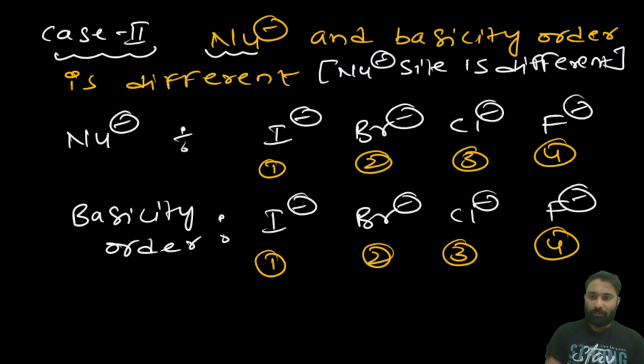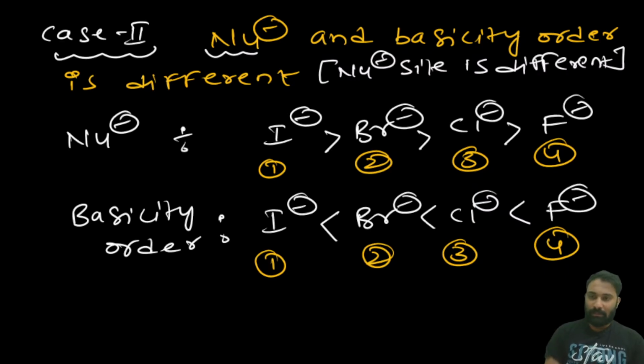Now, 4, 3, 2, 1 and 1, 2, 3, 4. 4, 3, 2, 1 of which one? And 1, 2, 3, 4 of which one? Basicity is 4, 3, 2, 1. Good. And the nucleophilicity is 1, 2, 3, 4.